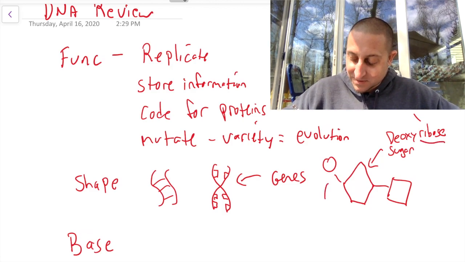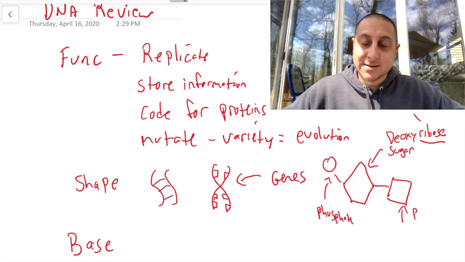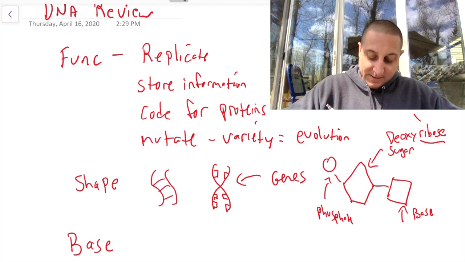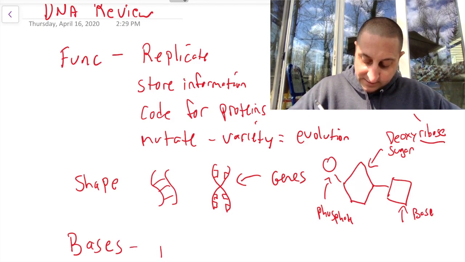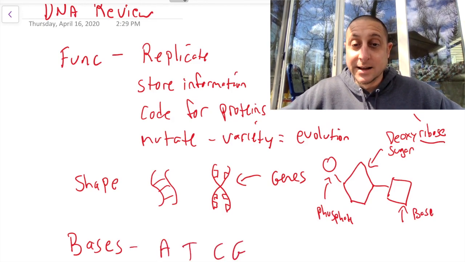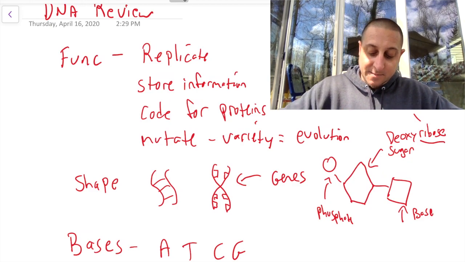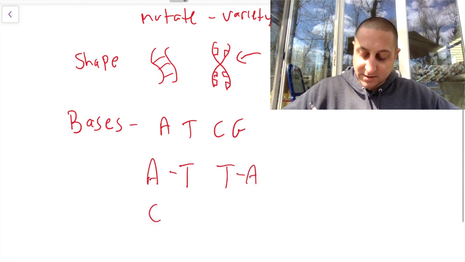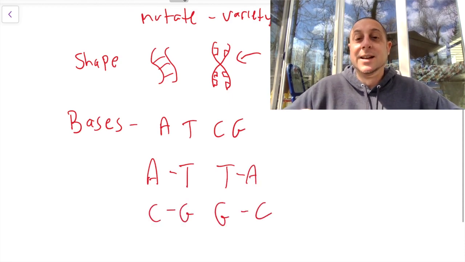Over here, we have a phosphate. And over here, we have our nitrogenous base. It's called nitrogenous base because it has a nitrogen in it. The bases, you have A, T, C, and G. Adenine, thymine, cytosine, guanine. A pairs with T, T pairs with A, C pairs with G, G pairs with C.